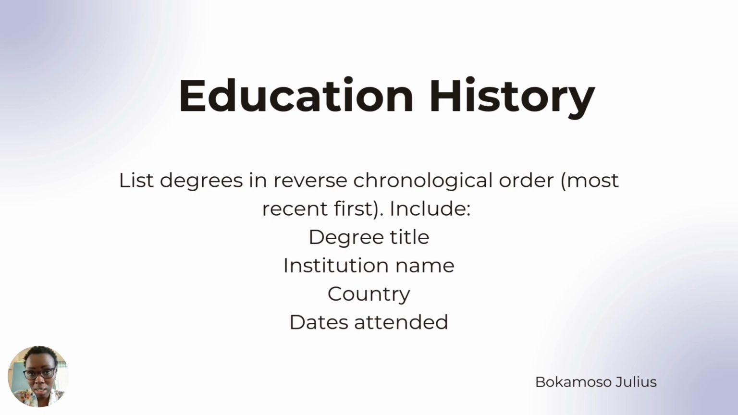There should be a degree title, institution name, country, dates attended. And it's important here for dates attended. Add the month and the year. When did you start your degree and when did you complete your degree? When I review CVs, I often find this information missing. You are supposed to add the dates. You should show when you started your degree and when you completed your degree.